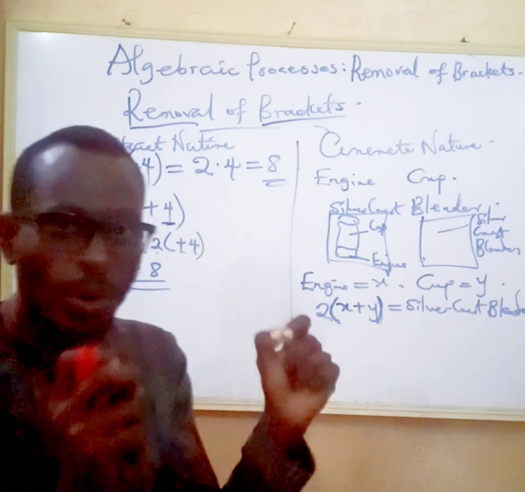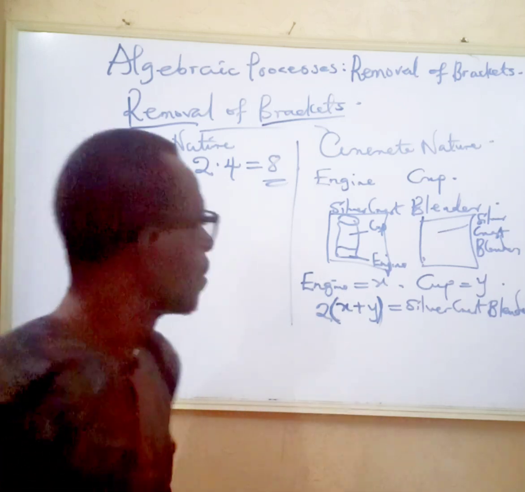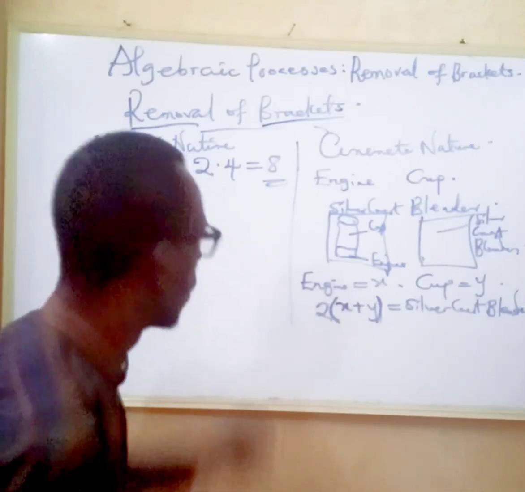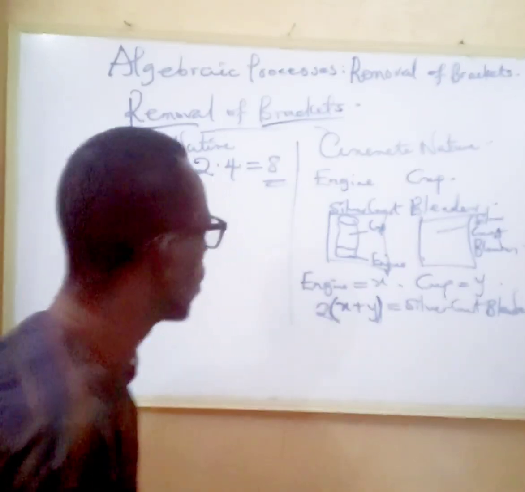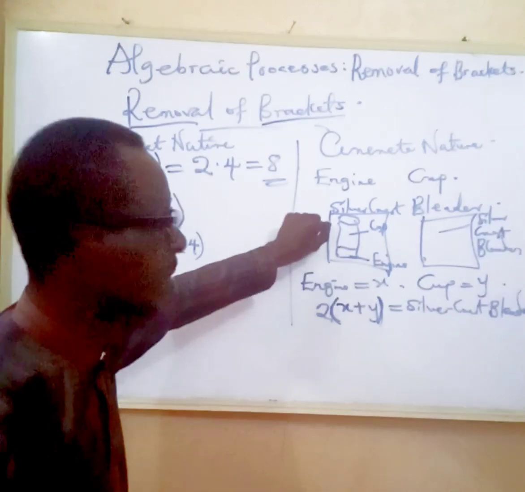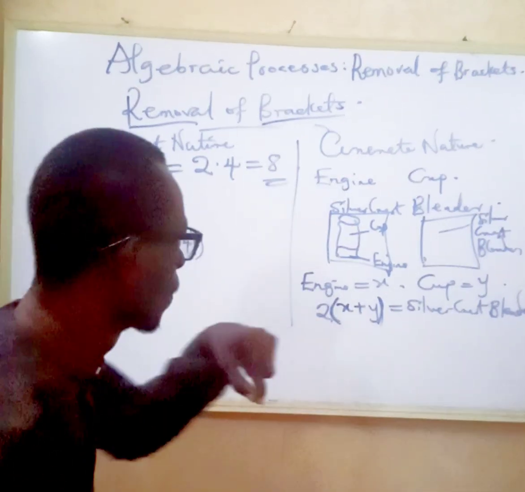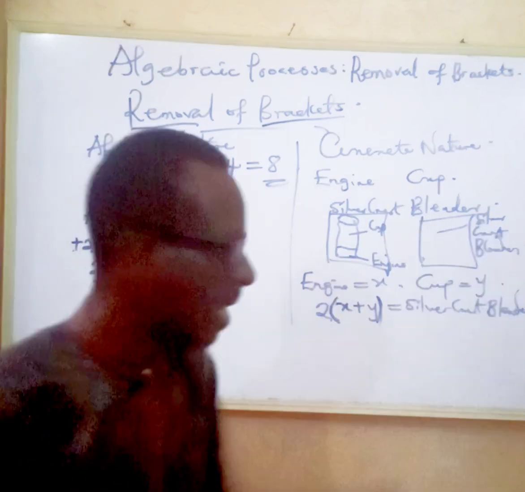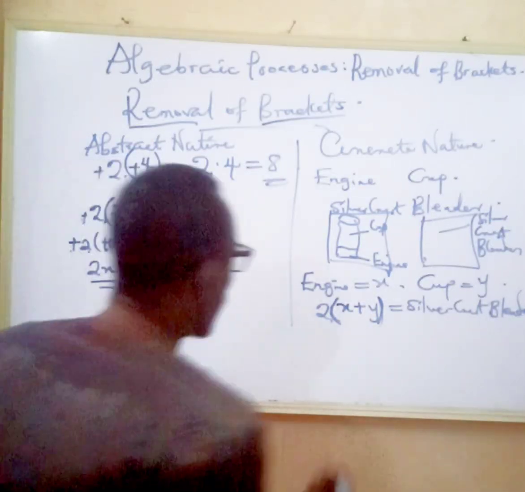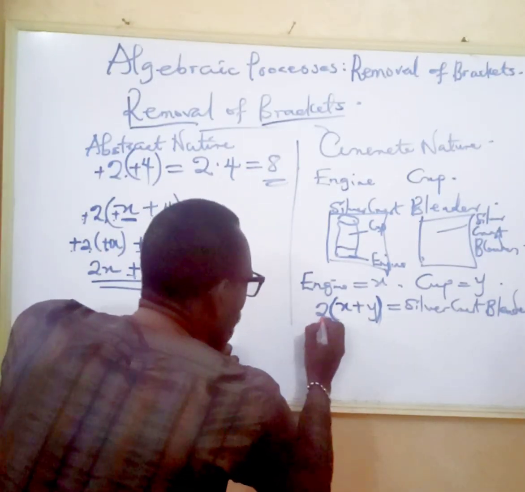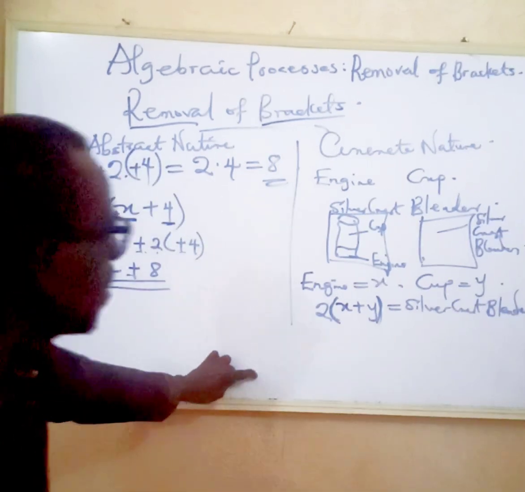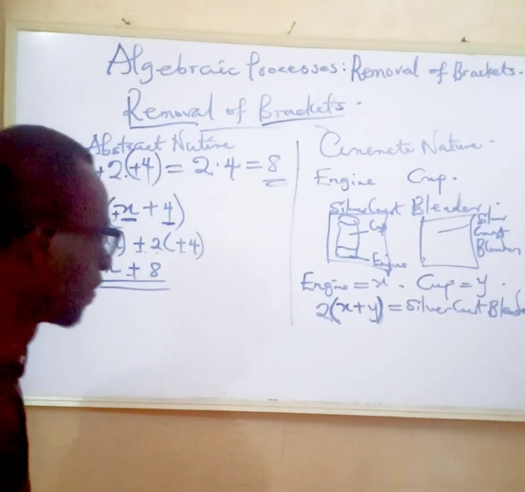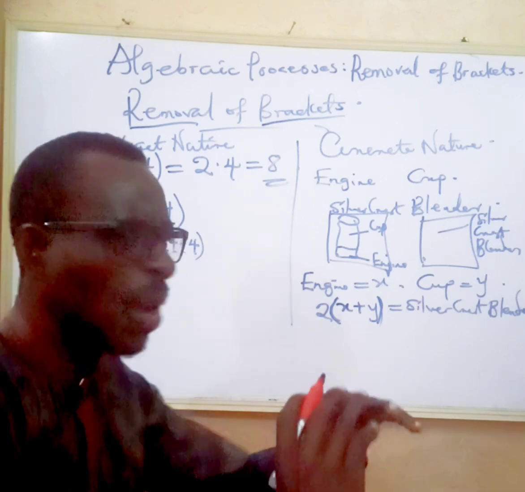It is now time for us to check the parts of the Silver Crest blenders. We all know that in a single Silver Crest, we have an engine and a cup. In the second Silver Crest, we have an engine and a cup. So that simply means that we are multiplying 2 into s plus y.